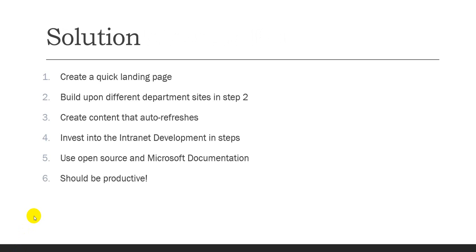Then what's the solution? The solution would be to create a quick landing page and then take up your intranet development in phases. Then build department sites in the next step, or have different web parts, or as they call them dynamic web parts, that automatically refresh their content. Yes, as stated before, invest in the intranet development in steps or phases. Use a lot of open source and Microsoft documentation that's available online. And yes, it should be productive and intuitive and entertaining as well.